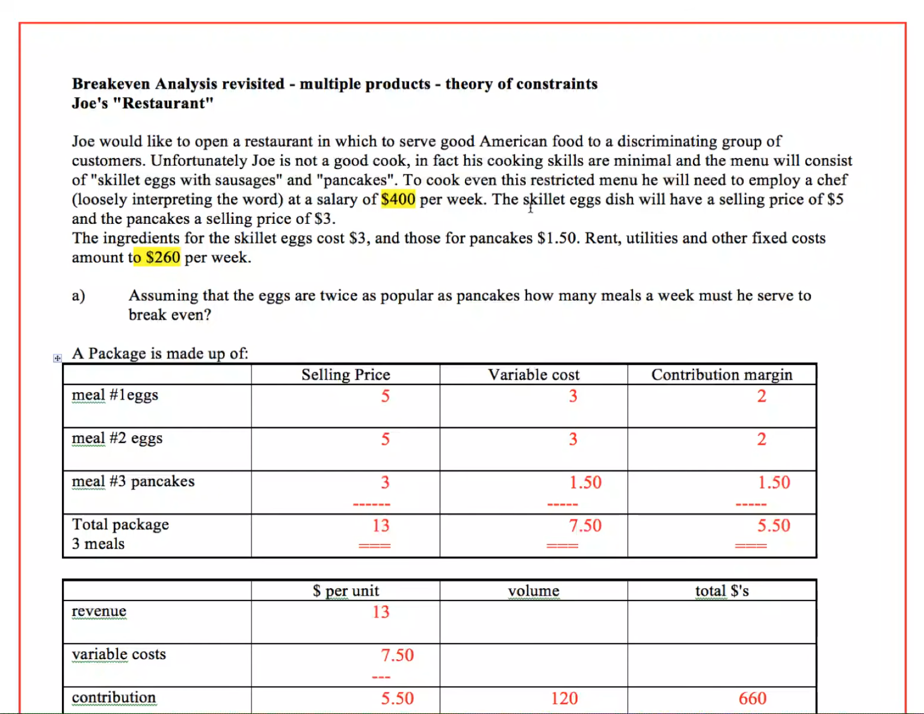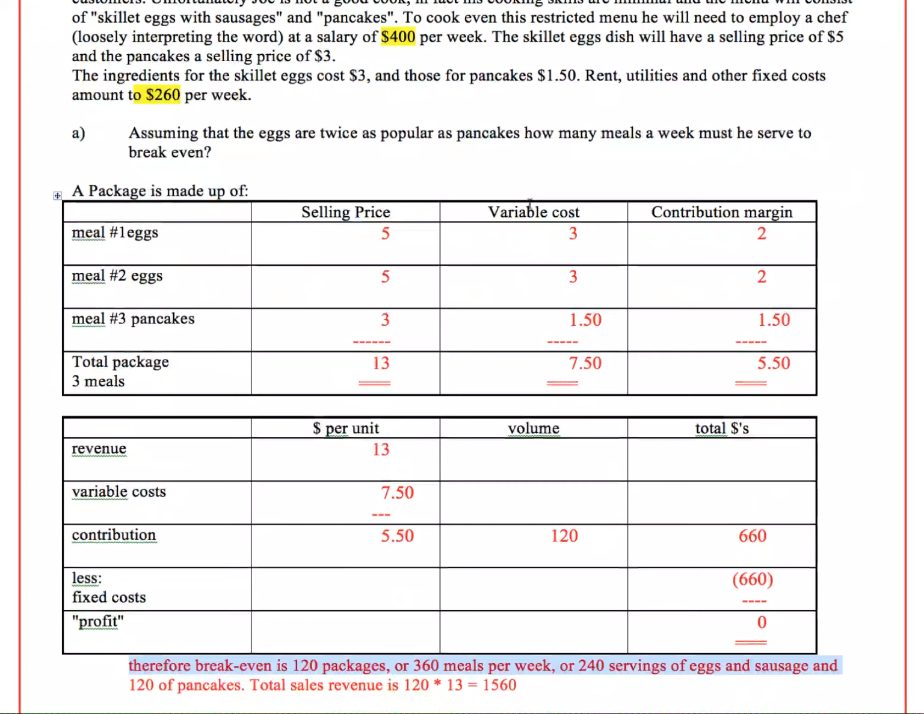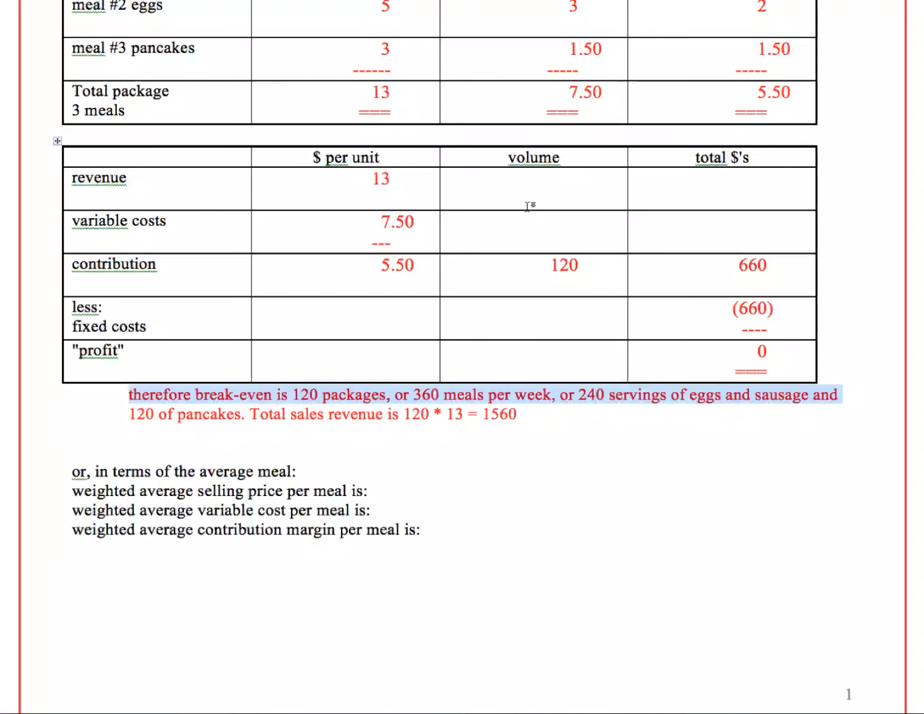It doesn't actually ask us the break even in dollars, it asks us the break even in meals, and the answer is 360 meals. But as I say, if we want to break it down, it'd be 240 of eggs, 120 of pancakes. Or of course we could do it in terms of the average meal.